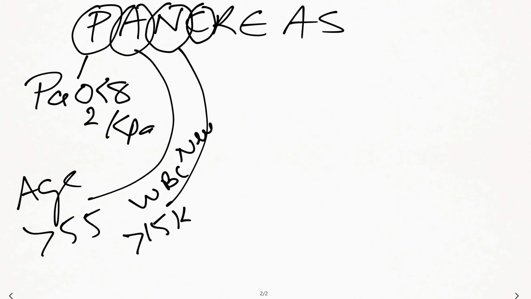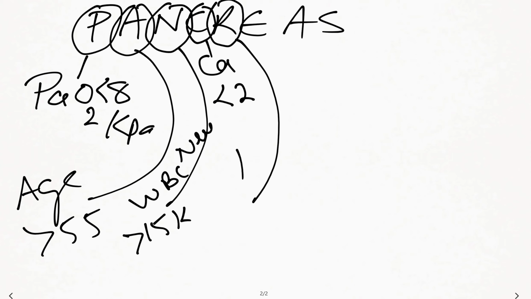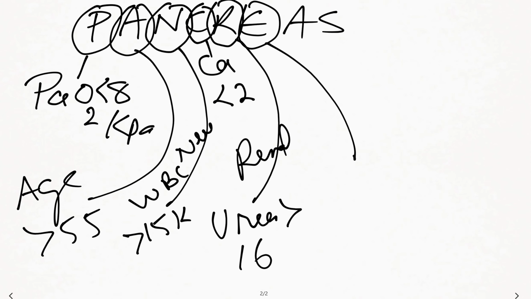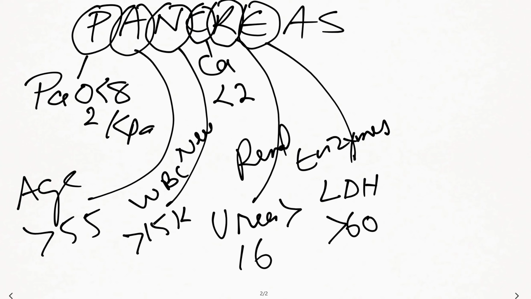Let us go to the C now in PANCREAS. C is related to the calcium. Calcium will be less than 2 millimole per liter. Now the R is related to the renal system, and here we are considering the urea, which will be high. If it is more than 16, this is a bad indicator, or the prognosis is not good. Now E is for the enzymes, and the enzyme considered in the Glasgow criteria is the LDH. It will be high, more than 600. If it is more than 600, that will not be good.